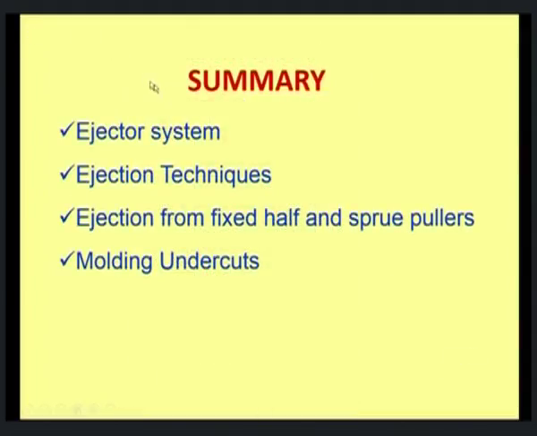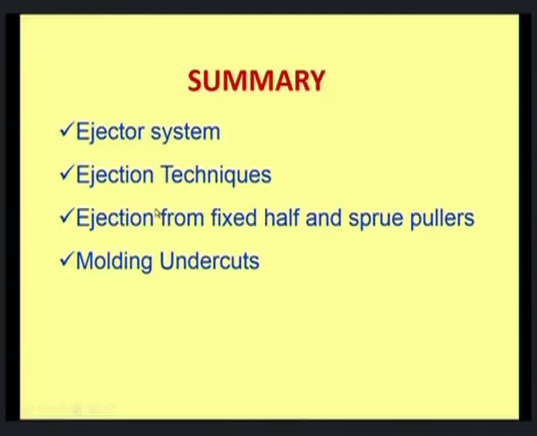To summarize, in today's class we have discussed what an ejector system is, which basically consists of an ejector grid and ejector plate assembly, and then the types of ejection techniques: pin type, sleeve type, stripper plate type, or compressed air type. And then what happens when we want to have this ejection system in the fixed half, because in a normal ejection system, the ejecting or activating mechanism is provided in the moving half.